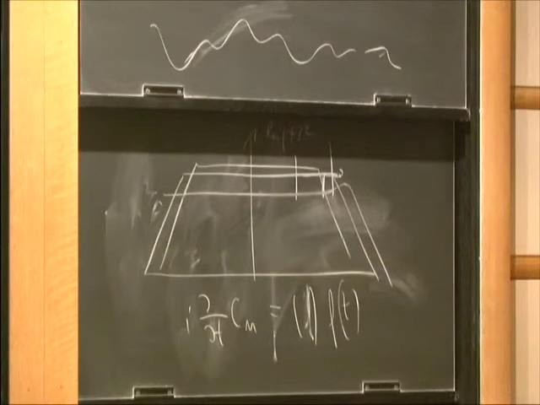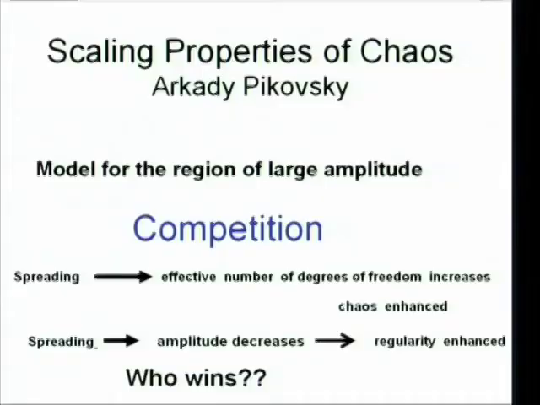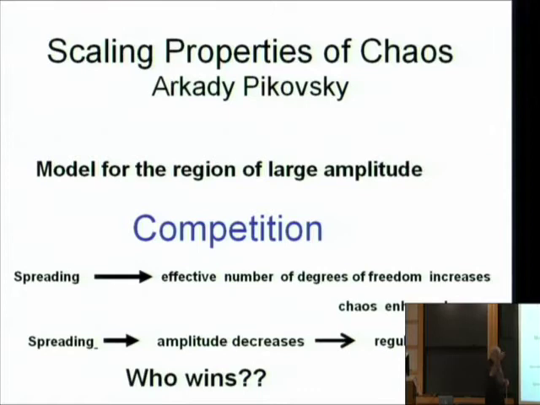So what is the problem that we try to solve? There is a competition. When you spread, effectively, more degrees of freedom get excited. So that enhances chaos. However, the amplitude goes down, so it suppresses chaos. And the question is, who wins? This is something that we cannot guess. This is something that I think we have to do a calculation to find out.